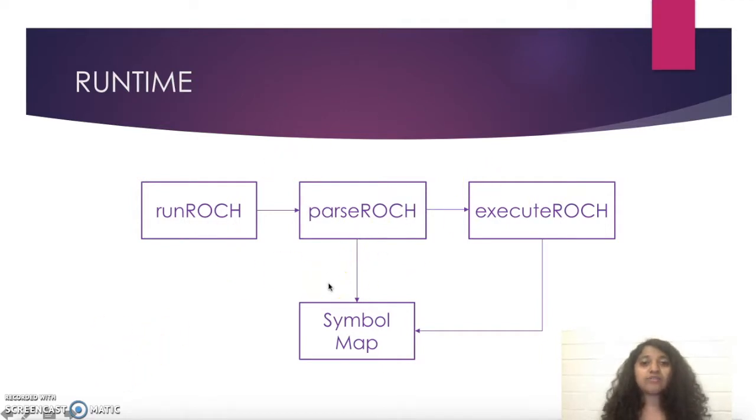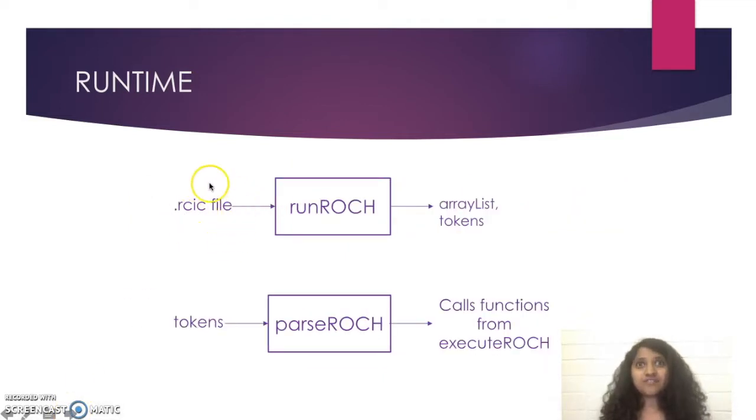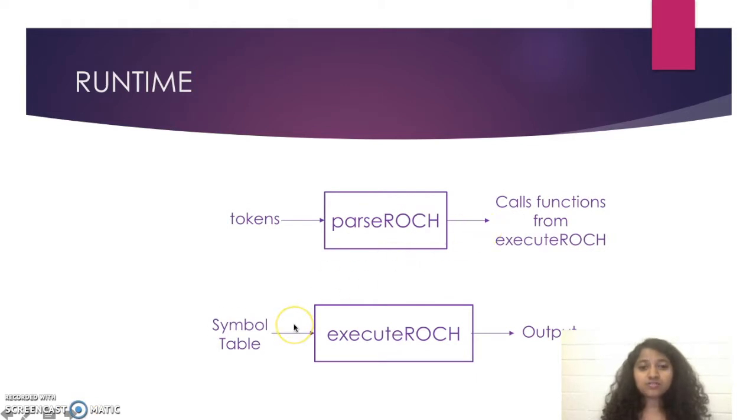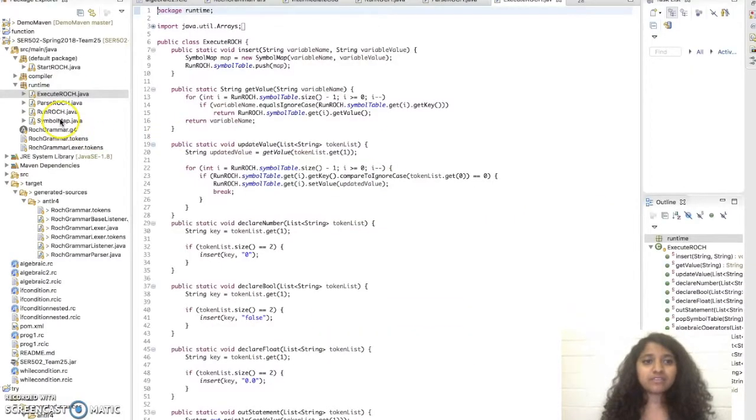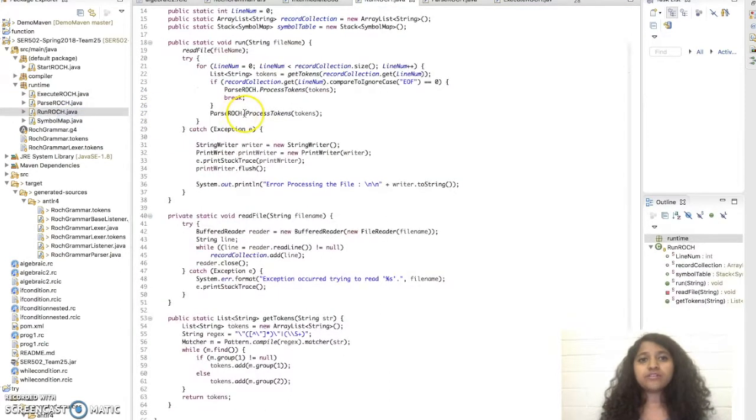In this diagram, you can see how they are connected to each other. The .rcic file, that is the intermediate code, is passed to run roach, which generates array lists and tokens. These tokens are then passed to pass roach, which calls functions from execute roach. The functions in execute roach access and manipulate the symbol tables, perform operations, and then give the required output. I'm going to explain this with the code. In run roach, we pass the .rcic file, that is the intermediate code file, to the run function, which calls the read file function.